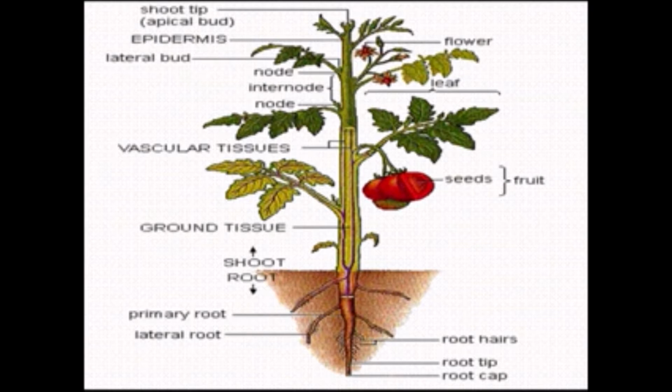If you go on to the root system, the primary root is the main root. Then you have lateral root. Then you have small root hairs. Then a root tip, and then root cap.